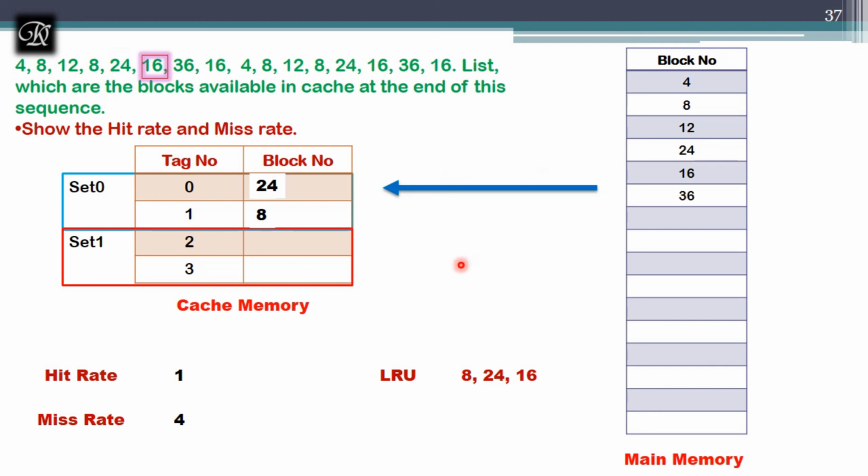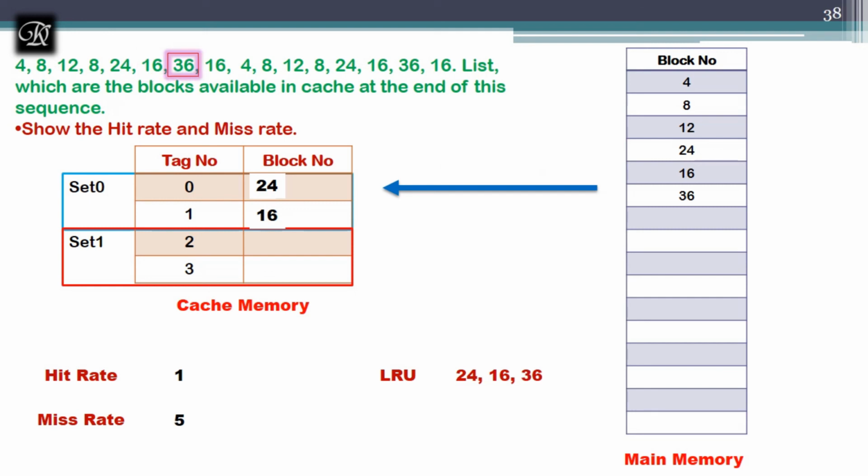Next, take up 16. 16 again is not available in the cache. Again, you have to increase the miss rate, add it to LRU, and find the set number, which is 0. Again, decide which block has to be replaced. Now the LRU is going to tell that 8 has to be replaced, so it's going to update 8 with 16. Now again the miss rate is increased.